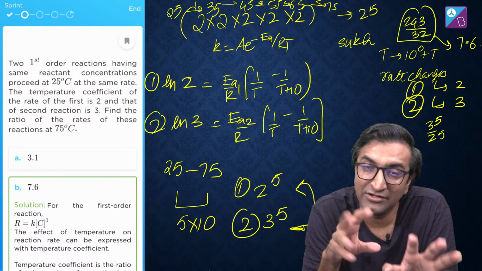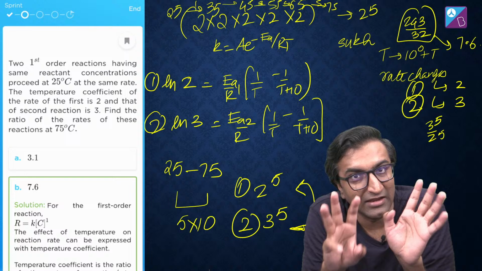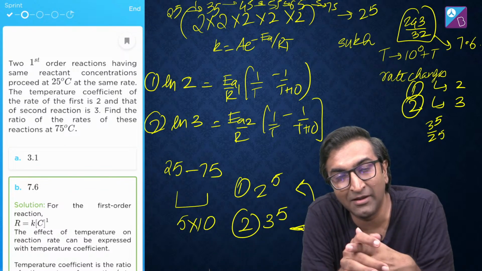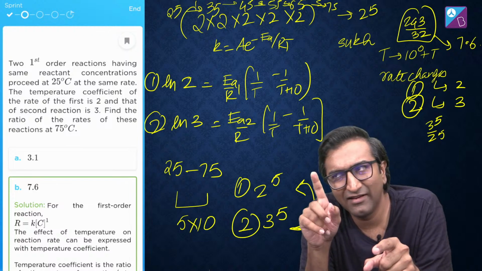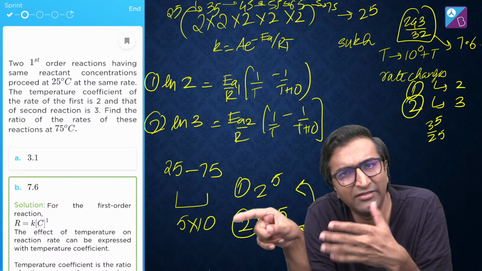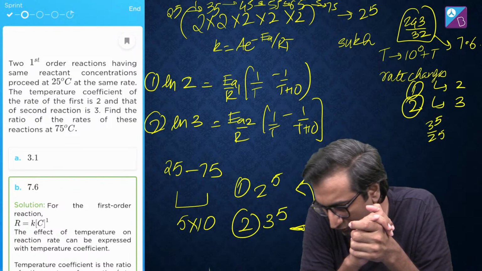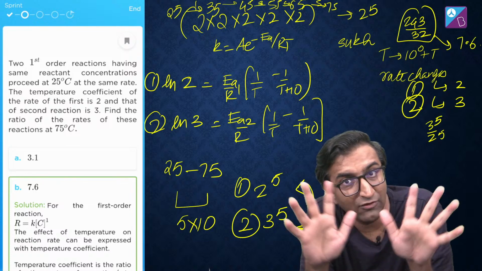Now for the second reaction, temperature coefficient is 3. यानी कि 10 डिग्री बढ़ाने से रिएक्शन 3 गुना फास्ट हो गया. So I can say ln K2 by K1 is basically ln 3. K2 by K1 is 3 times. Cool. अब ये पूछ रहे हैं, these are 25 डिग्री सेल्सियस.